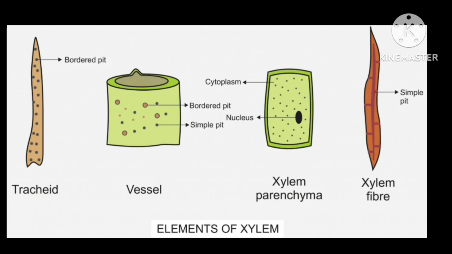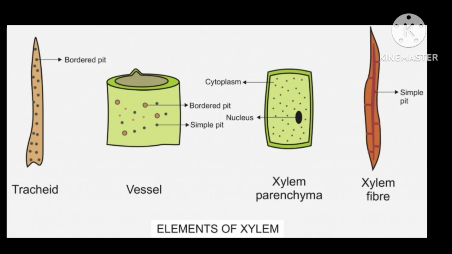Trachea are elongated dead cells with tapering ends. Their walls have thickening of different types. You can see in the picture there are black dots. These black dots are called pits. There are two types of pits. One is simple pits, another is bordered pits. Trachea help in upward conduction of water and provide mechanical support.